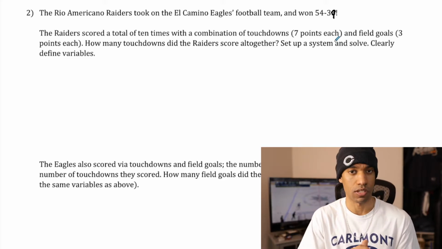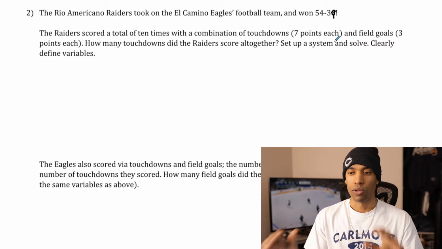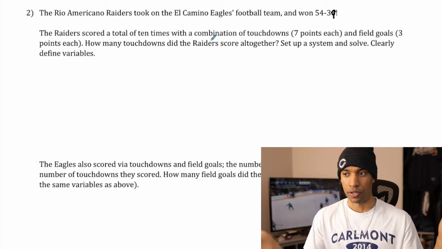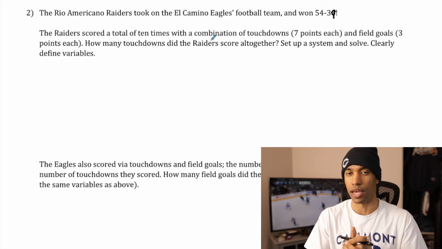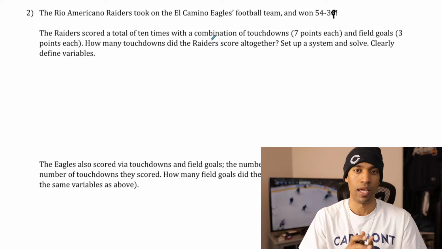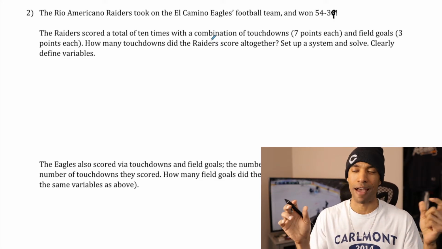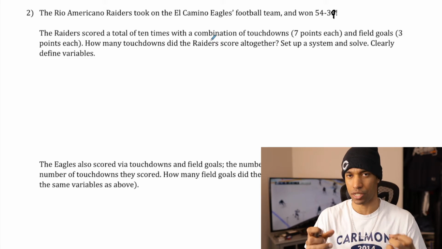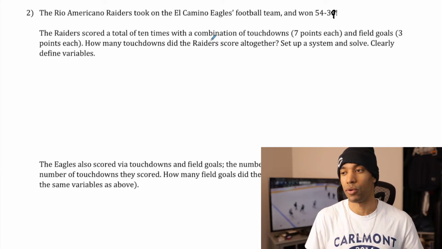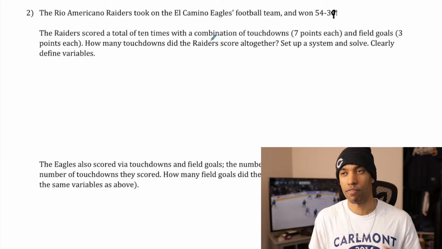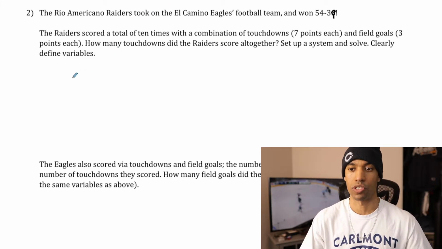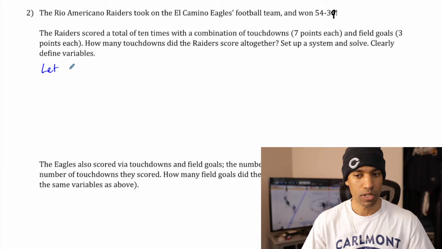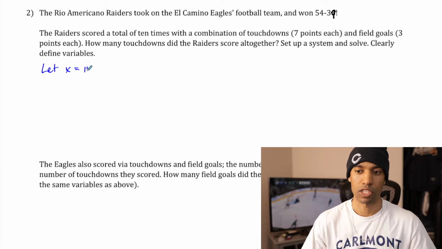Now I'm going to do X as number. Listen, they only ask how many touchdowns did the Raiders score altogether. That's not to say they couldn't ask how many field goals did the Raiders score altogether as well, which is the other unknown in this scenario. We know how much they're valued at, but we don't know how many of each they scored. And we know how many total they scored. We don't know how many of each they scored. So I still need to define variables for number of touchdowns and number of field goals together. So I'm going to go ahead and let X, and again, I'm just going to keep doing X and Y for these ones. Let X be number of touchdowns scored.